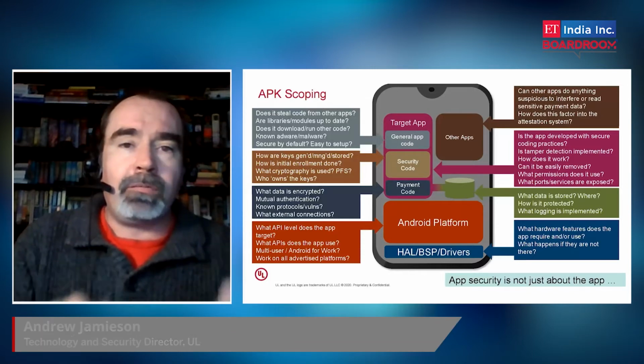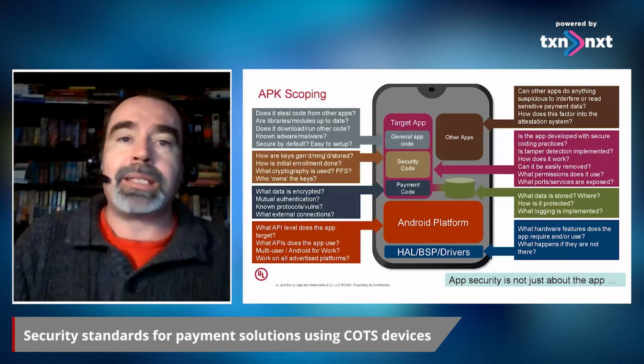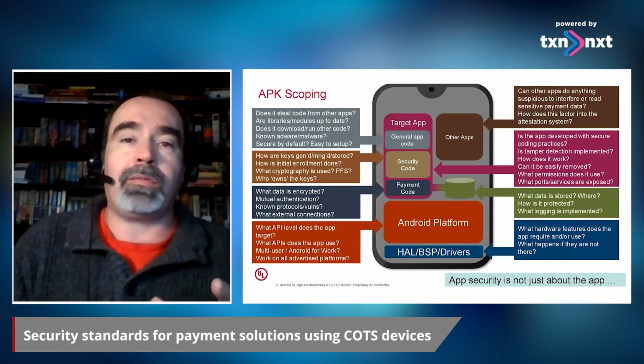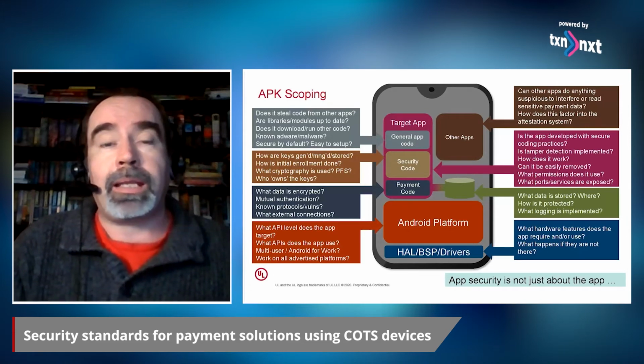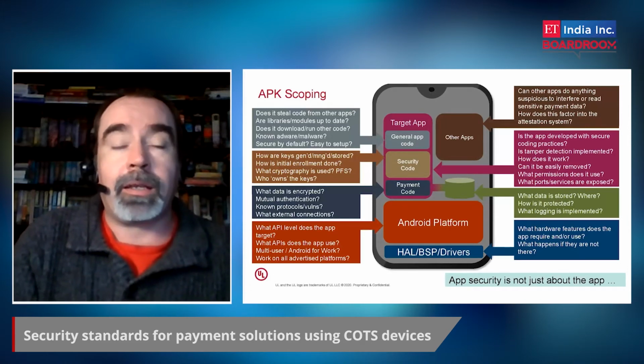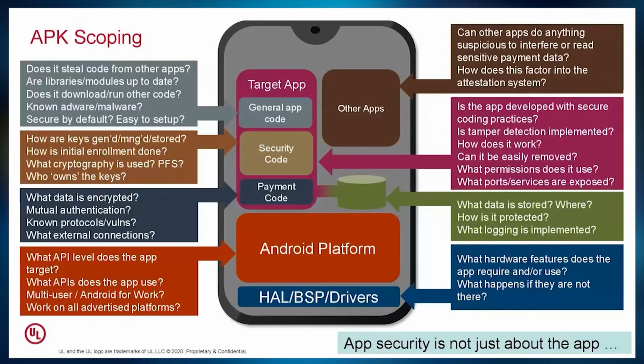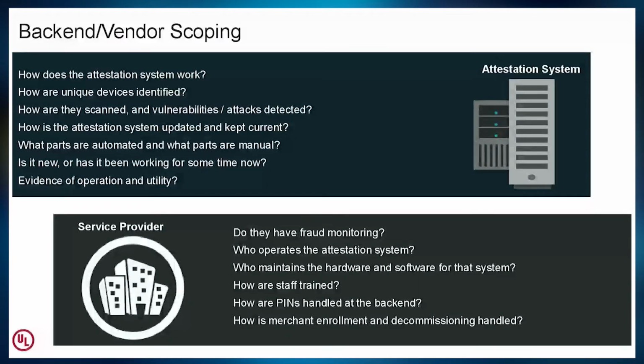But it's still very important that we maintain the security of that environment. We maintain the security of the application. And this is where some of the complexity comes into the assessment of these systems. So here we look at how we might scope an APK or an application, if you like, for example, on an Android system, because at the moment Android is the only system where you can independently deploy this sort of solution.